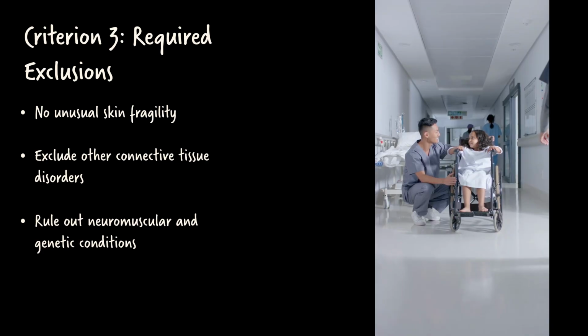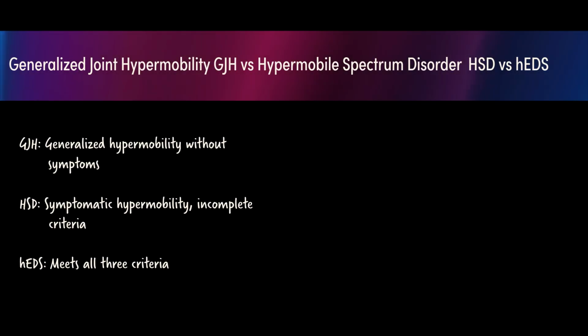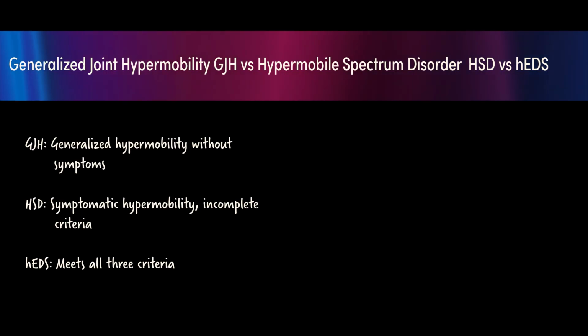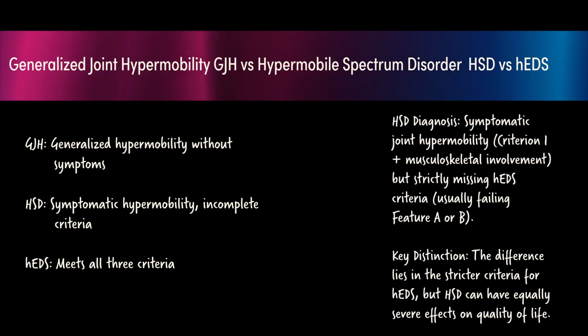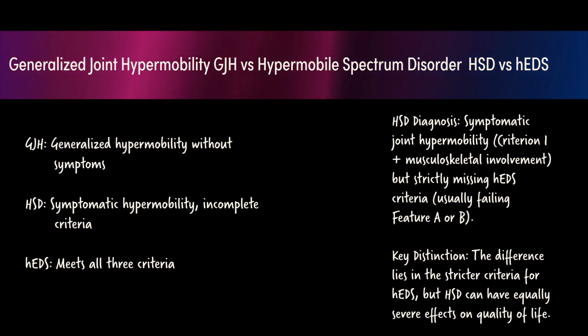Patients who do not fully meet the diagnostic criteria for hypermobile Ehlers-Danlos syndrome may be diagnosed with a hypermobility spectrum disorder, or HSD. HSD is not a lesser diagnosis. Many individuals with HSD experience a symptom burden and degree of functional impairment comparable to those with a formal hEDS diagnosis. Regardless of the specific diagnosis, these conditions are clinically significant and warrant the same thoughtful, patient-centered approach to care.